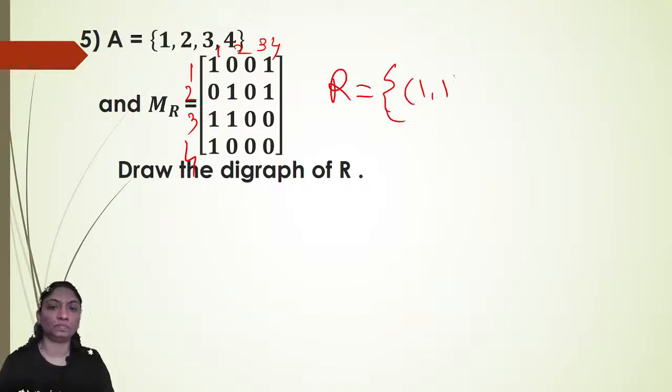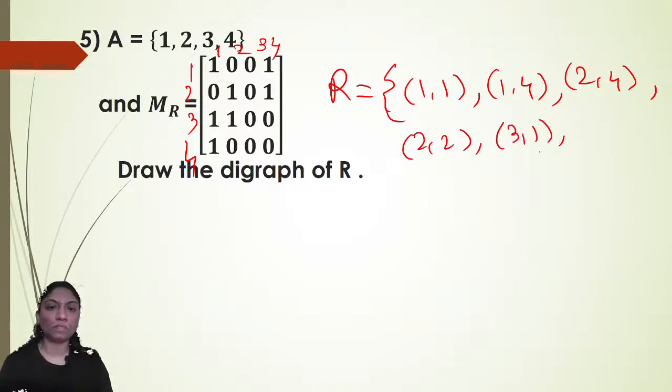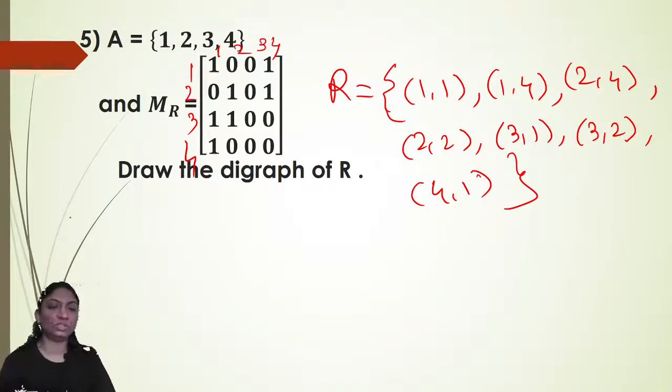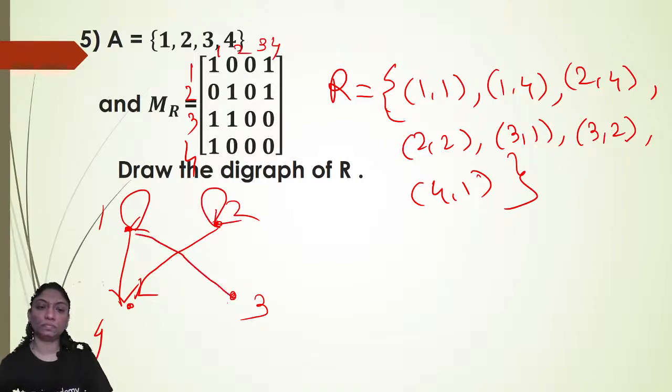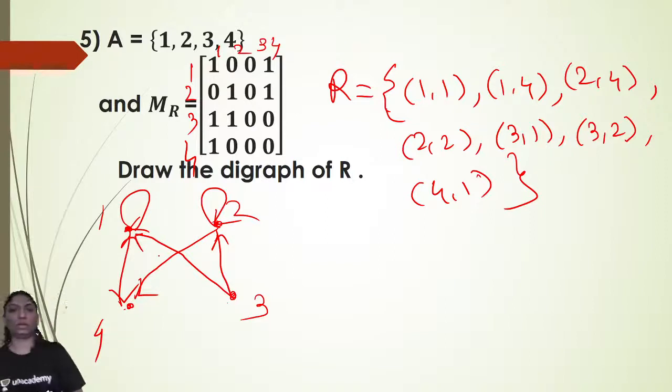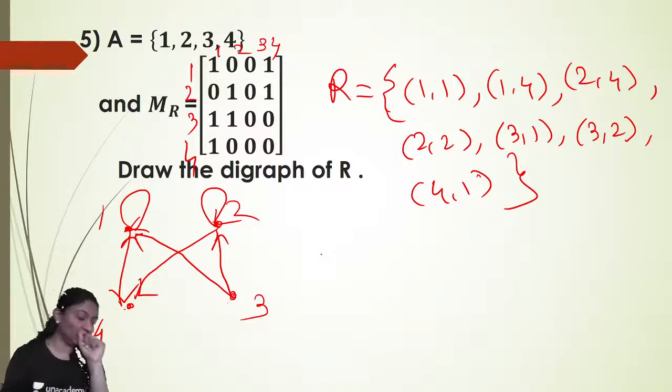R is equal to (1, 1), then (1, 4), then (2, 4), then (2, 2), (3, 1), (3, 2), (4, 1). This is the relation R. Now we will draw the diagram of this relation R. So 1, 2, 3, 4. Here we draw the diagram for the given relation.